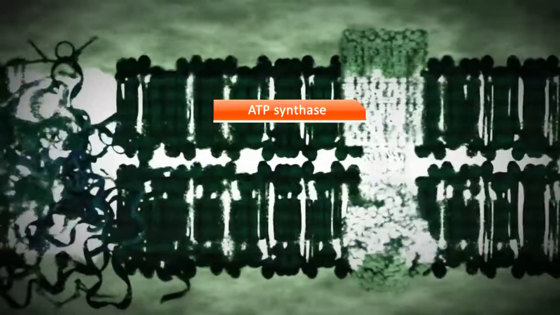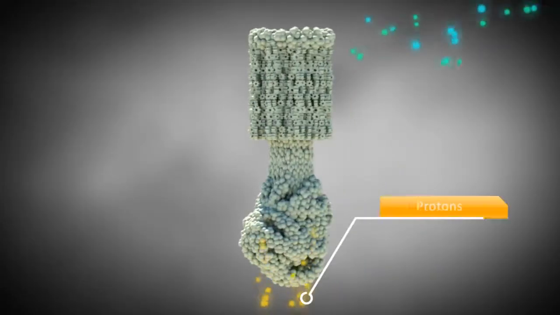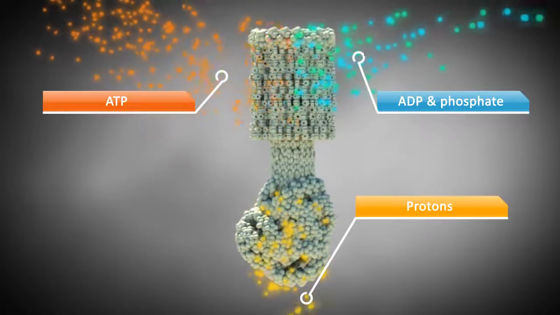Proton motive force drives ATP synthase that produces ATP from ADP and a phosphate group. This process is called oxidative phosphorylation.